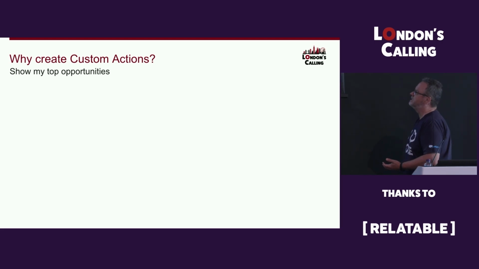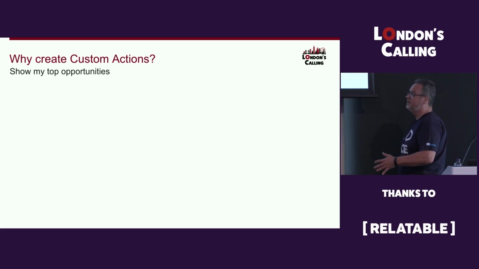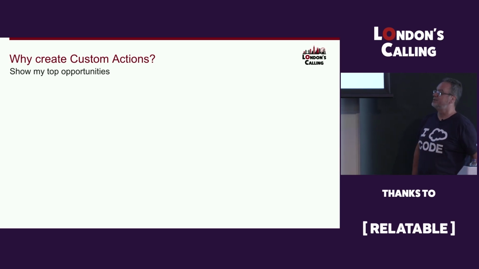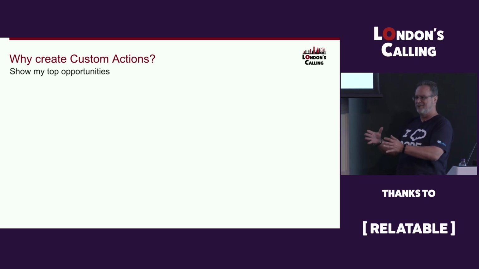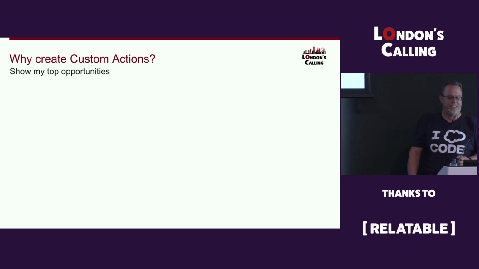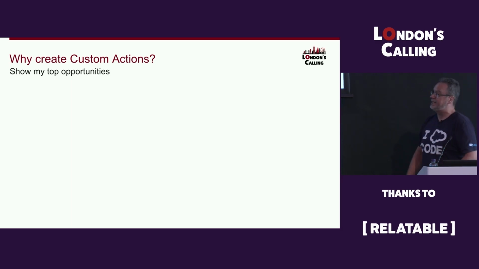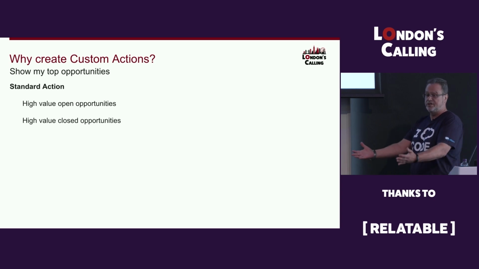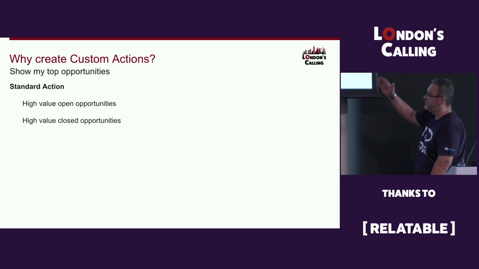So why would we create custom actions? So at the moment, creating custom actions, because there aren't very many standard actions, that will probably change. This will be one of those things where the early adopters put in a load of work and then gradually throw it all away as Salesforce come and do exactly the same thing. But consider the question, show my top opportunities. So a standard action is probably going to do something like this. It'll pull in your high-value open opportunities, and it'll also show you the closed ones, because you said top, you didn't say top open. So it'll just show you high value.